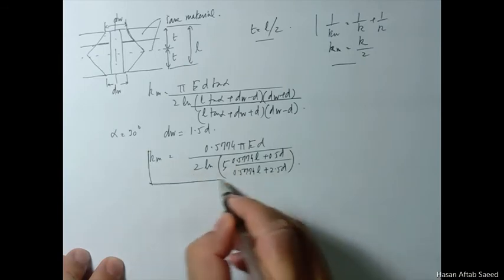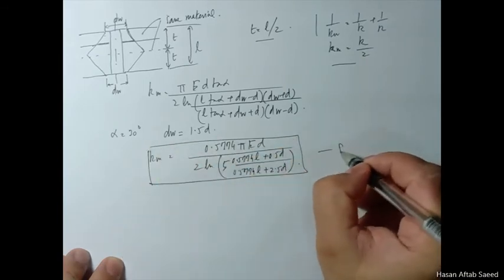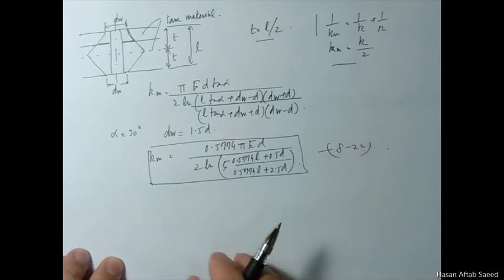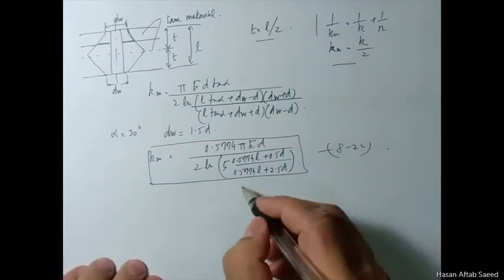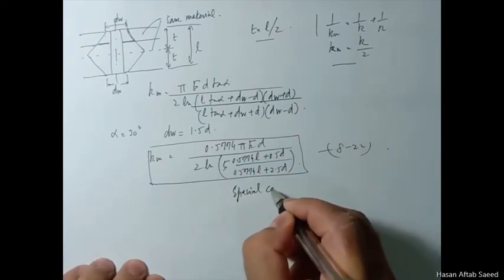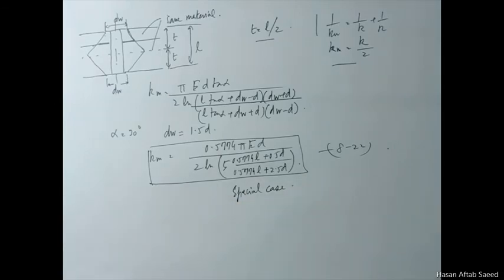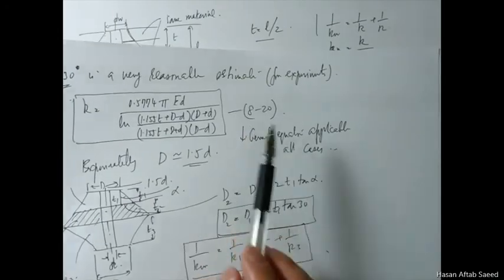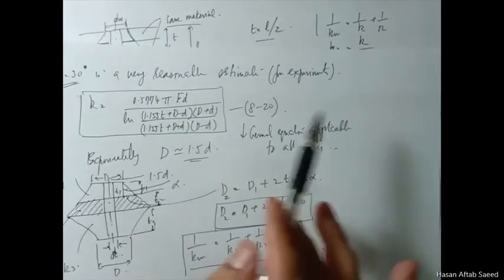This is another expression, 8-22 in your book. This is a special case. The previous one was a general purpose case. So either you'll be using 8-22 or you'll be using 8-20. 8-20 is general purpose, for any sort of situation.